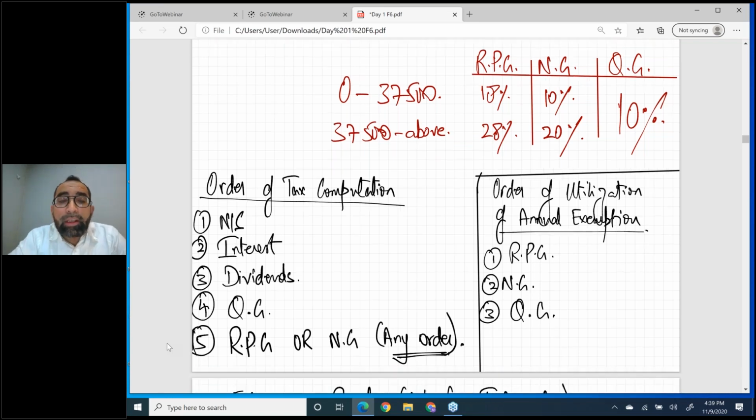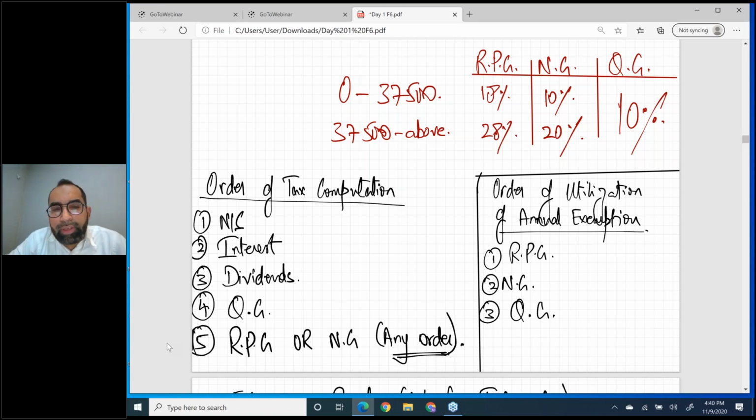Open your eyes. Order of tax computation. It is possible there is a guy who is doing a job, who has interest income, that means non-saving interest, dividend, all incomes, and that guy also has some gains. So how will we compute tax? What is the order? The order is always the order of tax computation.